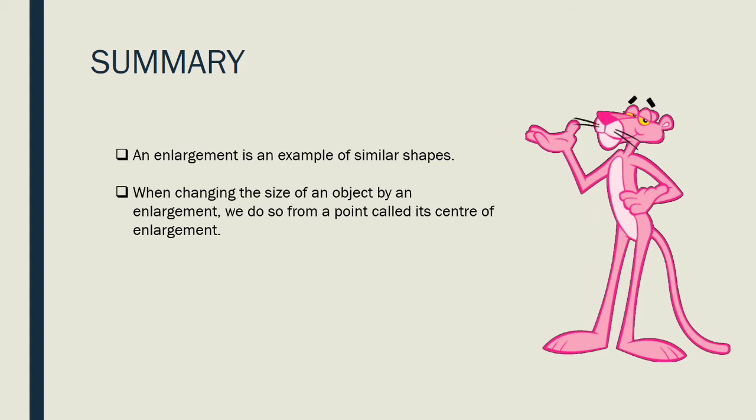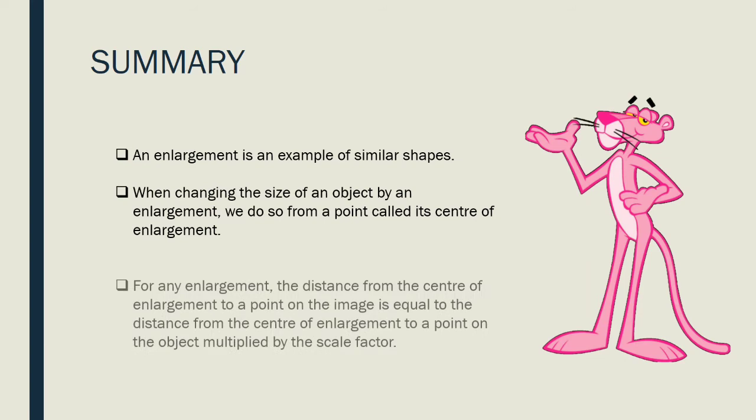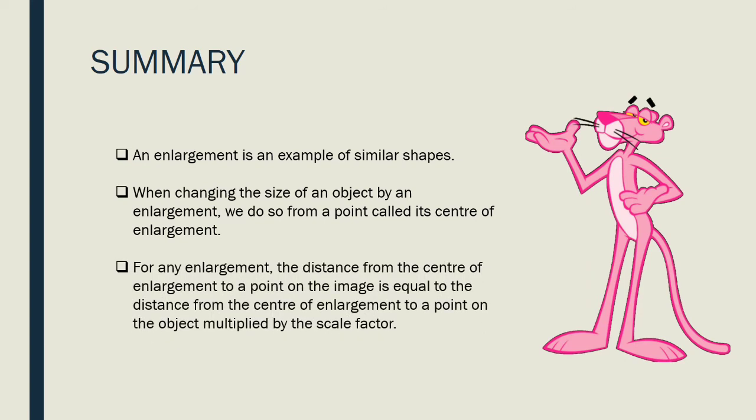When changing the size of an object by an enlargement, we do so from a point called its center of enlargement. And for any enlargement, the distance from the center of the enlargement to a point on the image is equal to the distance from the center of enlargement to a point on the object multiplied by the scale factor.